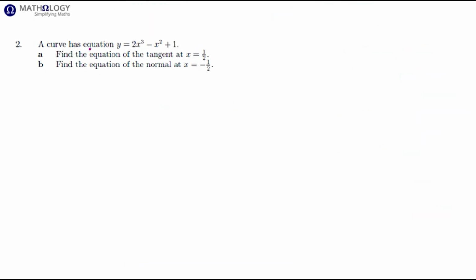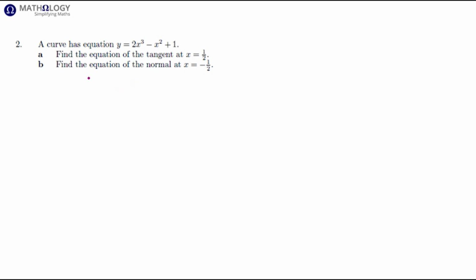Question 2. A curve has equation y equals 2x cubed minus x squared plus 1. We're required to find the equation of the tangent at the point where x equals a half, and we're required to find the equation of the normal at the point where x equals minus a half. So again, two different questions, but the same principles still apply.